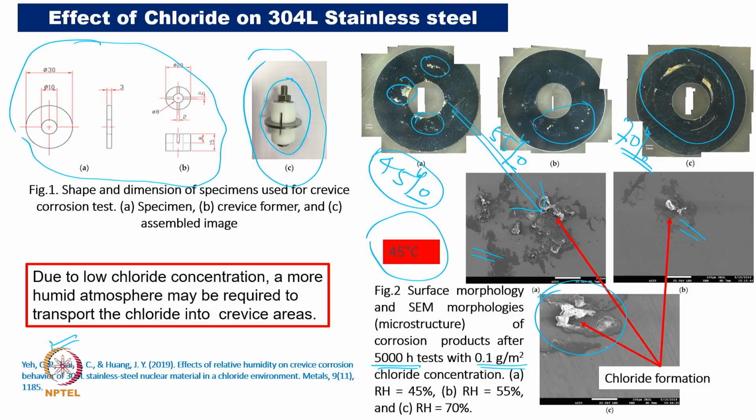In this case, they use 0.1 gram per meter cube, and we are able to find more damage at 45 degree, minimum damage at 55 degree, and significant damage at 70 degree. However, when they increase this to 1 gram per meter square, they found the damage is more, starting from 45% onward.